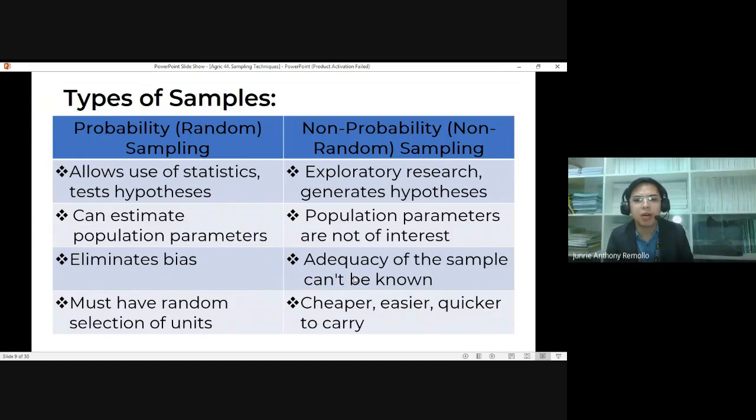And then for the non-probability, adequacy of the sample can't be known. So actually, evident ang kanilang mga difference. And then, must have a random selection of units for the random sampling. And for non-probability, cheaper, easier, quicker to carry. Okay?